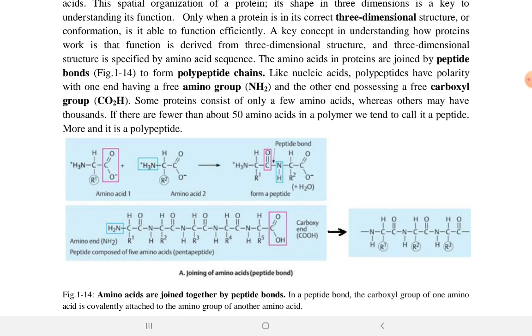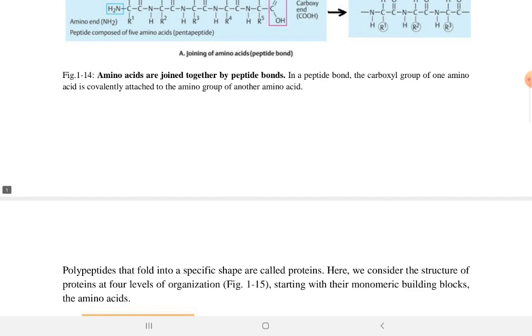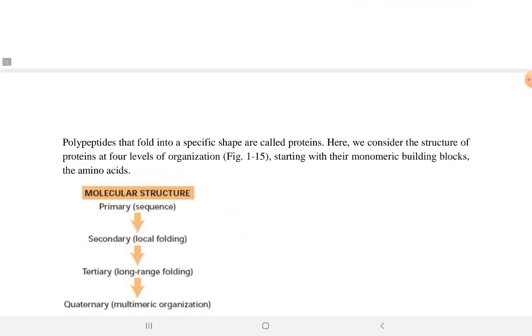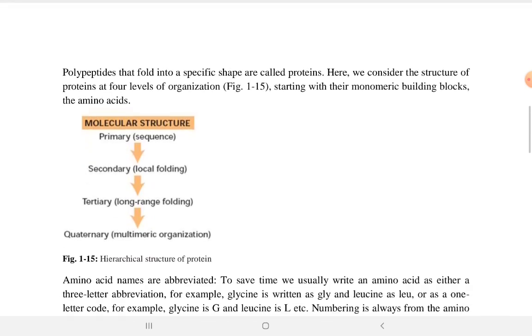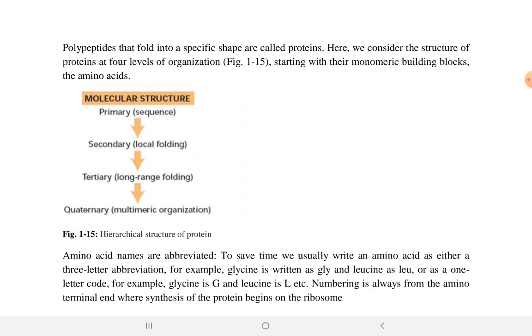Here, a polypeptide that folds into a specific shape is called a protein. If the polypeptide folds into a specific shape, for instance primary structure, quaternary, or tertiary, it's what we call a protein. Here we consider the structure of proteins at 4 levels of organization. Starting with their monomeric building blocks, the amino acids, we have a molecular structure starting from primary structure, what you call a sequence.